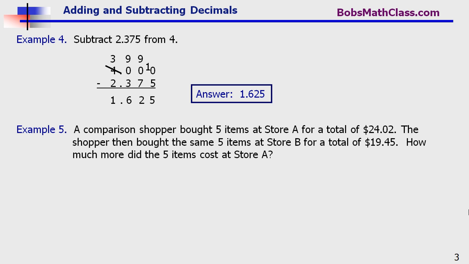Okay, this is our last problem. A comparison shopper bought 5 items at store A for a total of $24.02. The shopper then bought the same 5 items at store B for a total of $19.45. How much more did the 5 items cost at store A?